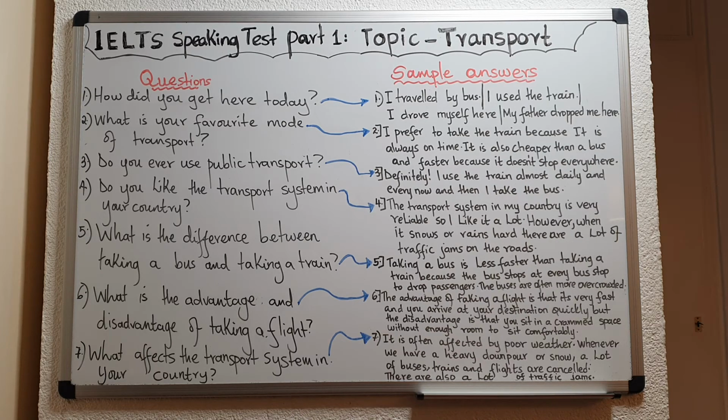Okay? I have used grammatical structures that you need to use when you're comparing things, like less, faster than, more, okay? Because here we're talking about differences. So taking a bus is less faster than taking a train, because the bus stops at every bus stop to drop passengers. The buses are often more overcrowded.